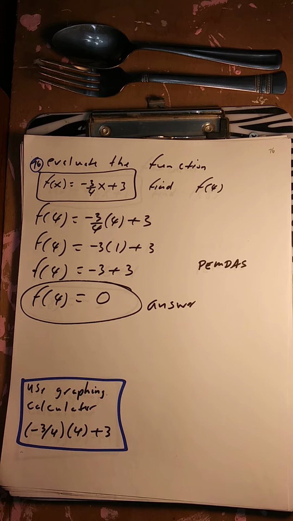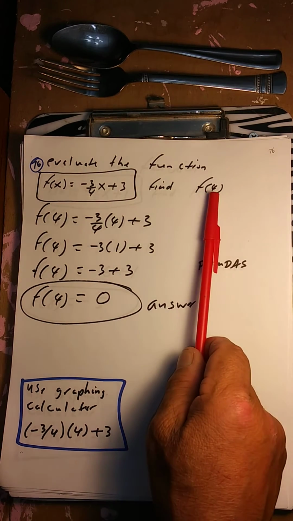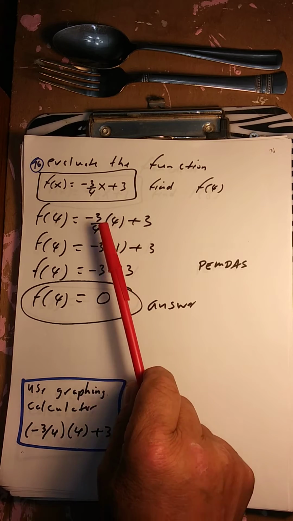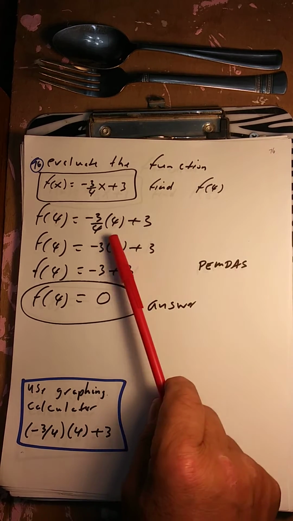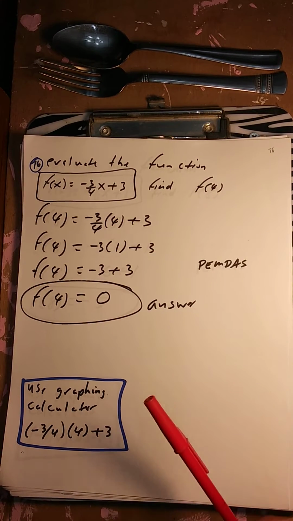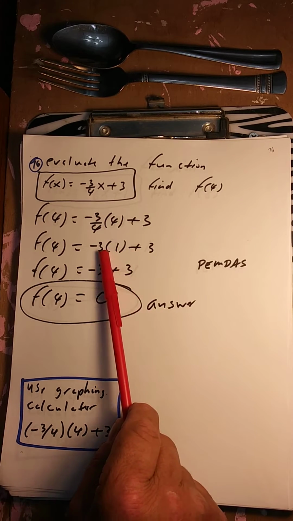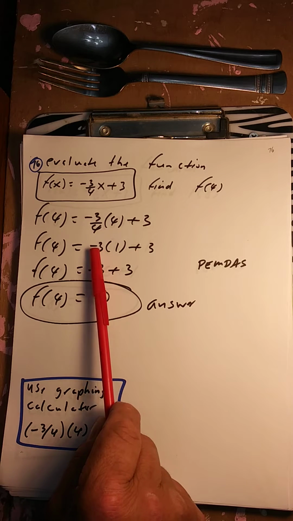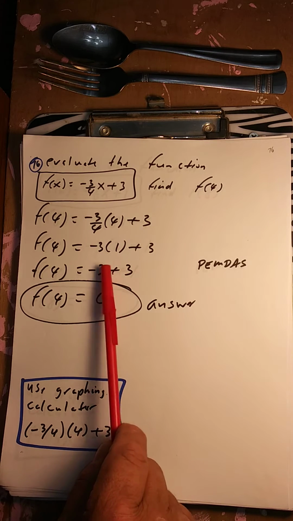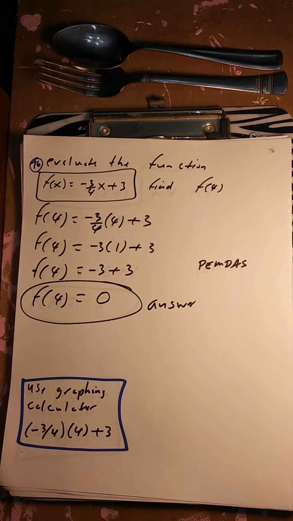Evaluate the function. Again, put the 4 in there for the x right here. So 3/4 of it. And again, does 4 divide 4? Yes, it does. It divides exactly. 4 divides 4 one time. So now we have multiplication, addition. Do multiplication first. Negative times a positive is a negative 3. And then the plus 3 is a 0.